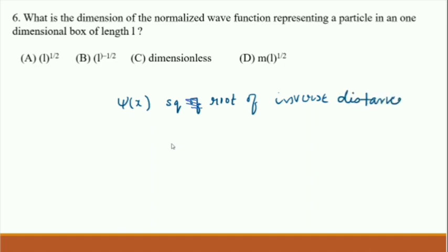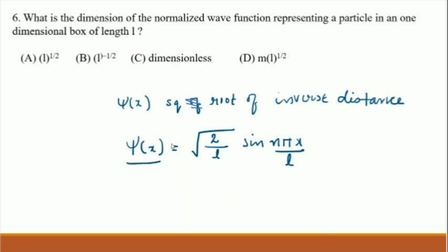So we know the psi of x equation: root of 2 by L sine n pi x by L. L is the length of the box. So the dimension of the normalized wave function psi x is equal to the square root of inverse distance, that is L raised to minus half. So the option is B.